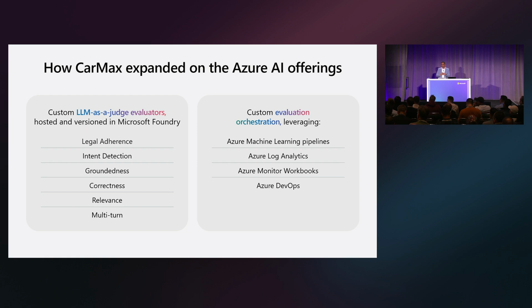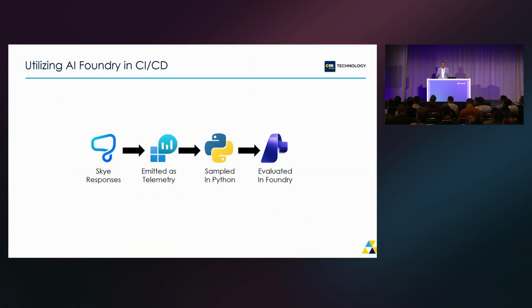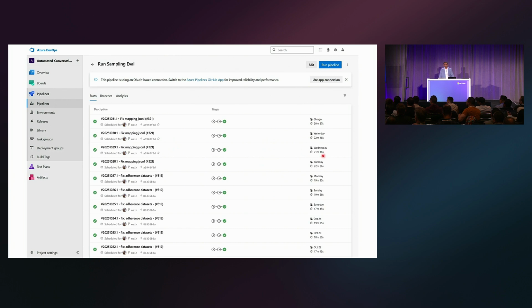All of these evaluators we built using the ecosystem in Azure, such as machine learning pipelines, log analytics, Azure Monitor workbooks, and Azure DevOps. So let's look at a demo of how all of these come to life for us. We utilize Azure AI Foundry and CI/CD in a couple of key ways. One of the main ways is running daily evaluations. Every single Sky response that a customer sees is emitted as log analytics telemetry. And once a day, we have a Python script that runs, collects these, generates a dataset, and then runs an evaluation against it in Foundry. That's what this pipeline looks like here in Azure DevOps. As you can see, it runs every single day and has been running for a while now.